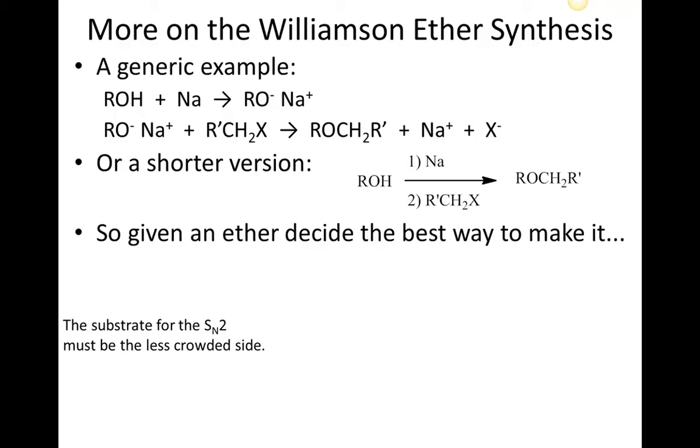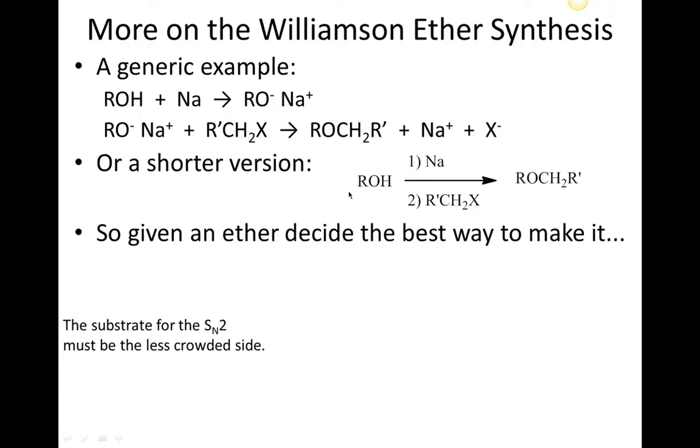So let's make it sort of a generic example. We have an alcohol, and we react it with sodium or sodium hydride to make it into an alkoxide anion. And then we take that alkoxide anion and react it with a substrate, an alkyl halide that's not too crowded right here at the carbon that's going to undergo the reaction. And so we can make our ether that way, and we have these other products that we don't care about.